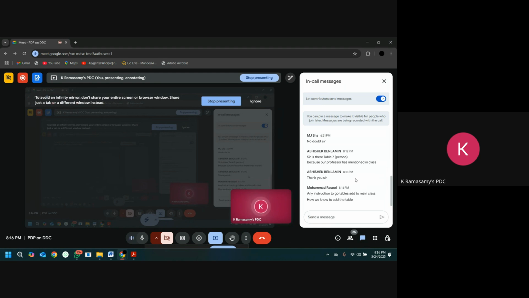Okay. Thank you. And there's another question. Is there any instruction to add tables to the main class? How do we know to add the table?